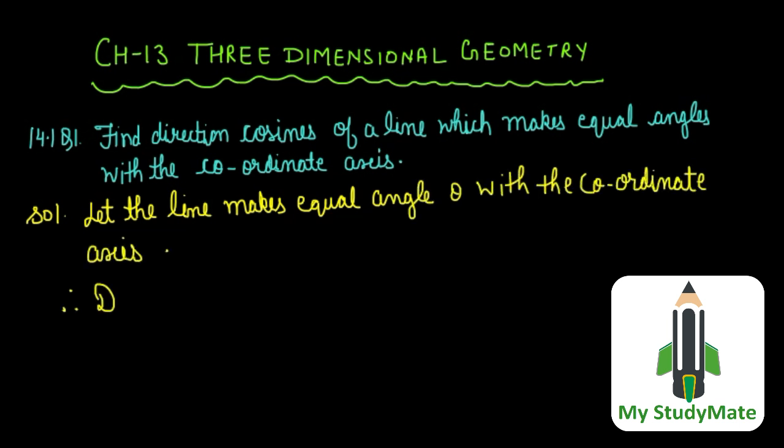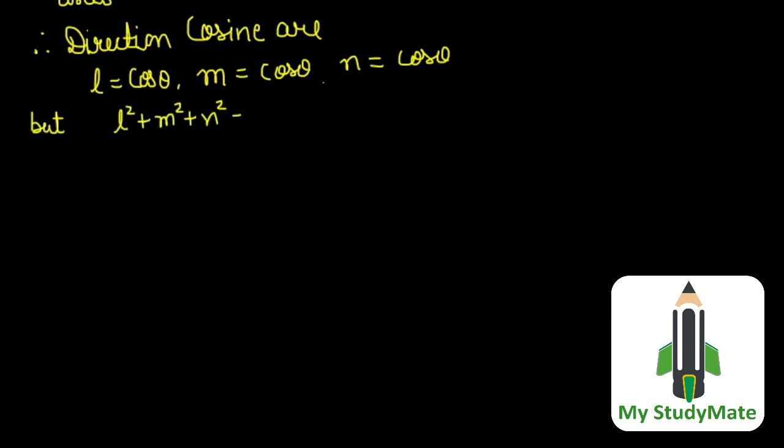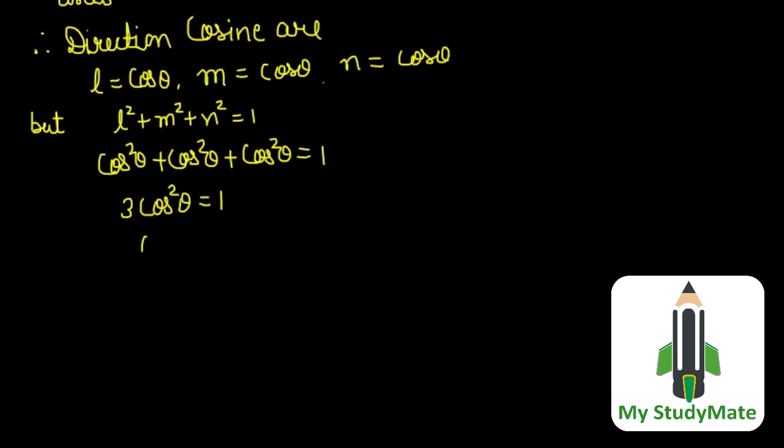Therefore, the direction cosines are l = cos theta, m = cos theta, n = cos theta. But l² + m² + n² = 1. So cos² theta + cos² theta + cos² theta = 1. So 3 cos² theta = 1. Cos theta = ±1/√3. So the value of l, m, n, which are equal, is ±1/√3.